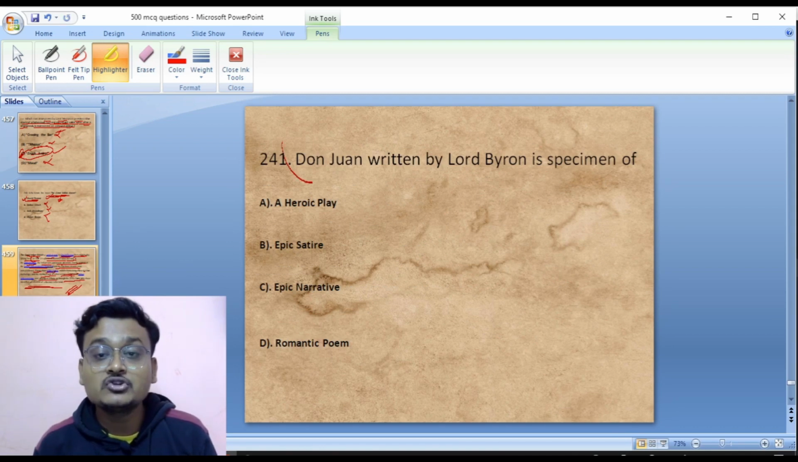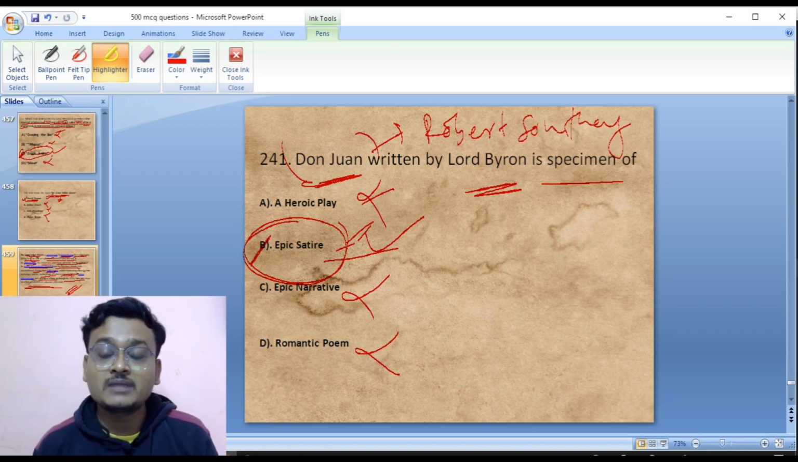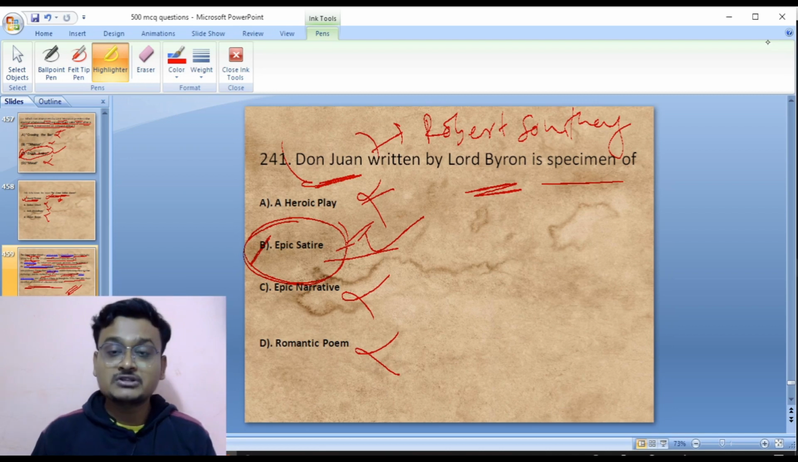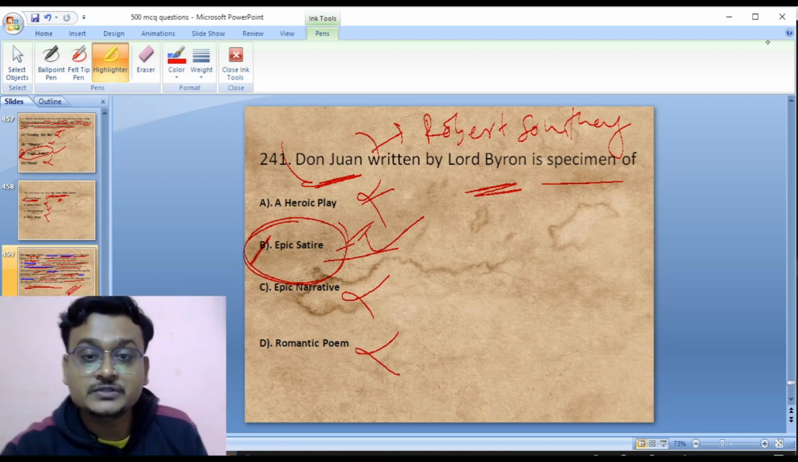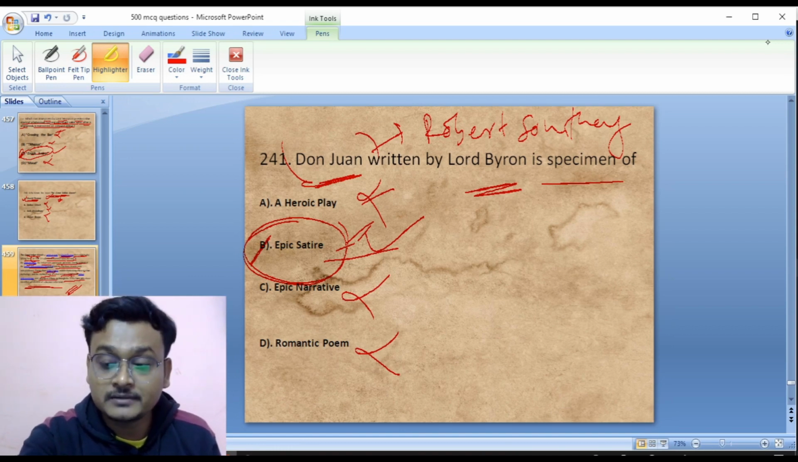Don Juan, the famous work written by Lord Byron, is a specimen of what? Heroic play, no. Epic satire, yes. Epic narrative, no. So it is an epic satire, and it was dedicated to Robert Southey. Robert Southey is one of the proponents of the Lake School of Poetry. So Don Juan is dedicated to Robert Southey. It was written by Lord Byron.